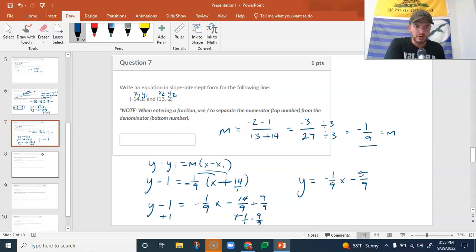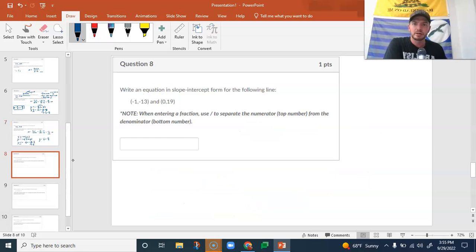And make sure I included everything there. Yes, I did. All right, moving on to number 8. So x1, y1, x2, y2. Here we go. So 19 minus -13 over 0 minus -1. So both of these become plus positives. Okay, and then this is going to be 19 plus 13 is 32 over 0 plus 1 is 1, so my slope is just 32.